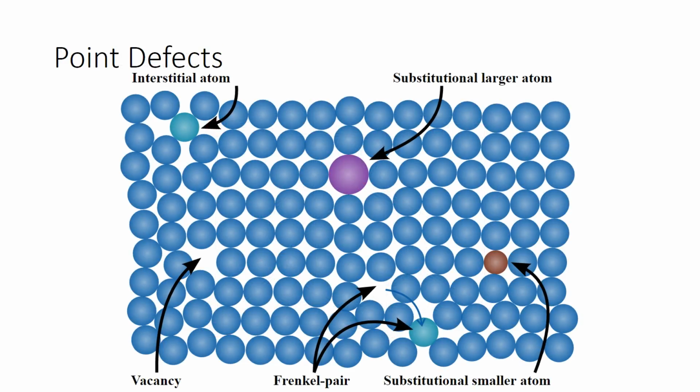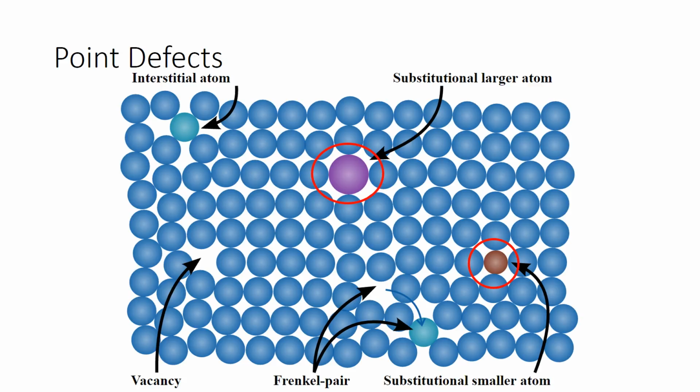Materials are rarely perfect, and often have some defects. Defects at a specific point in the lattice are called point defects. There are several types of point defects, and they are as follows. A vacancy, where an atom is missing from the crystal structure. An interstitial, where an atom is in a space that is not part of the crystal structure.